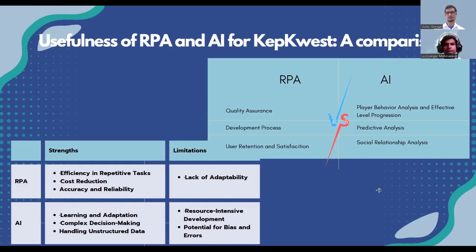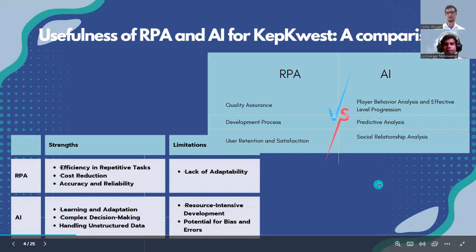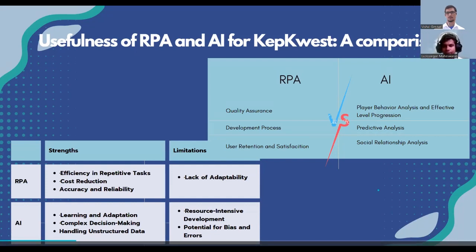But if you look at the advantages, here we can see RPA can obviously perform repetitive tasks efficiently. So here the quality assurance and development process involve certain repetitive tasks, so they can be improved and also the accuracy and reliability of those repetitive tasks could be increased further.